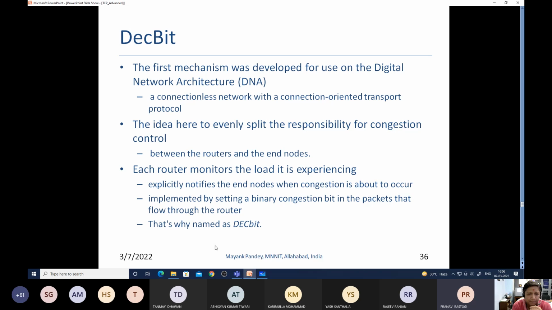It is implemented by setting a binary congestion bit in the packets that flow through the router, similar to our ECN bit in the IP header. And that is why it is known as DECbit. A bit is used, the router sets it and informs the sender, okay?